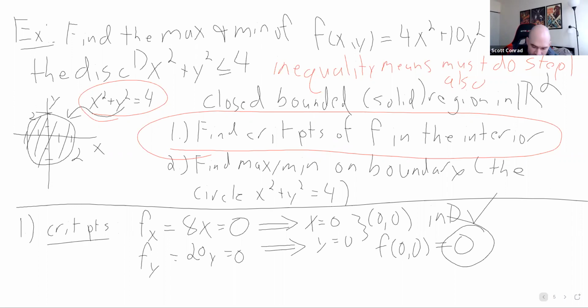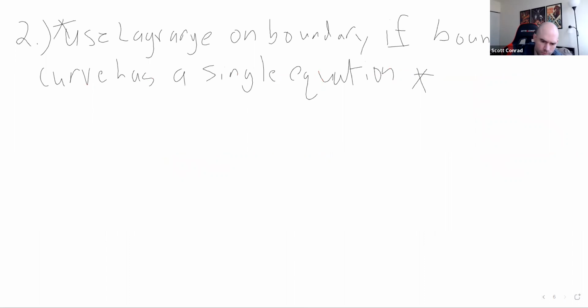However, if you have, say, a triangle or something like that, then the boundary consists of three pieces, the left, the bottom, and the right. And each of those three are going to be curves with different equations. So you would actually have to do Lagrange 3 times. I would suggest not doing that. I would suggest doing the old thing if the boundary consists of multiple pieces and each of them has a different equation. Does that make sense? But since the entire boundary we can write as a single equation, we can think of this as maximizing and minimizing the function f subject to the constraint x squared plus y squared equals 4.